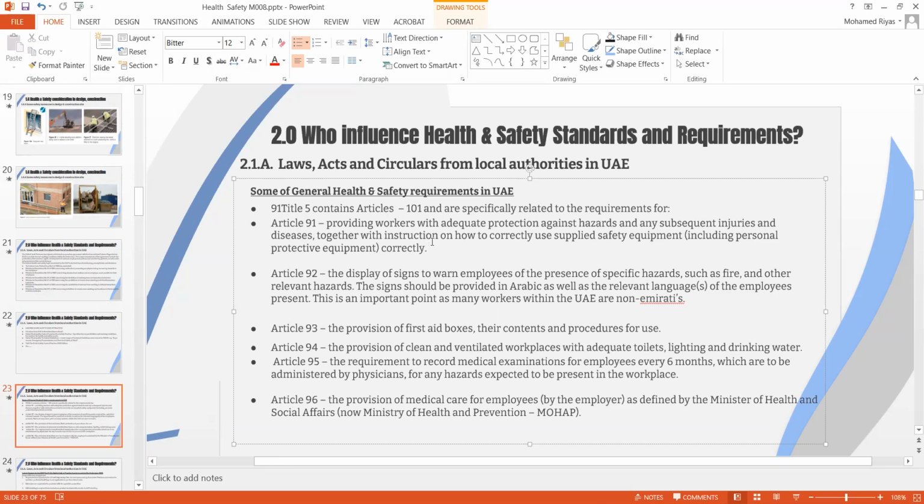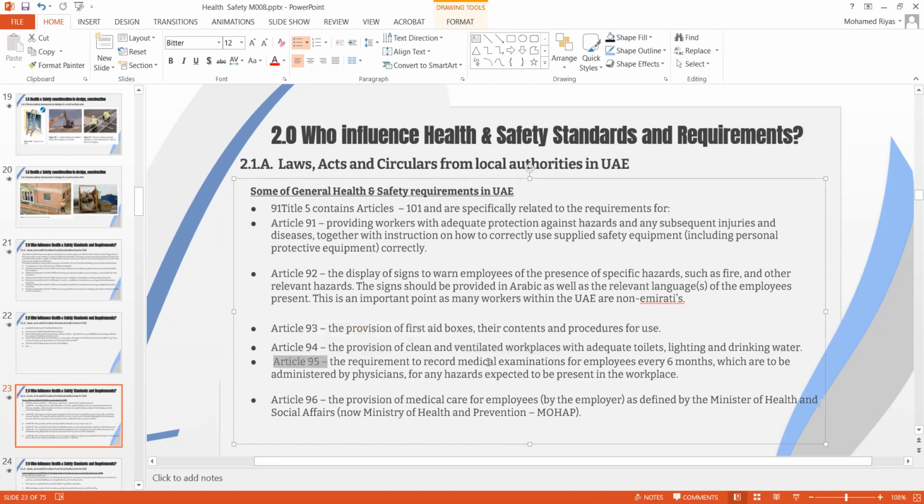Article 92 talks about signs to warn employees of specific present hazards. So indirectly it says there should be a safety risk assessment in place to warn the employee in terms of hazards, including fire and all. Article 93 talks about first aid boxes. Article 94 talks about a clean and ventilated workplace. If there is site accommodation provision, so there is a site rest area, you need to have ventilated workplaces. Article 94 is talking about that.